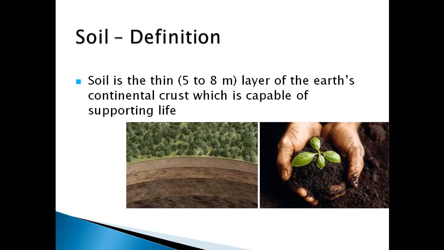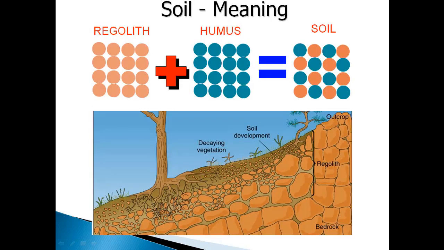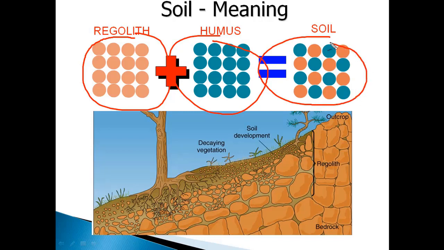Soil is a thin layer of 5 to 8 meters on the earth crust, mainly on the continental crust, which is capable of supporting life. Due to the nutrient-rich soil, it supports forest, or you can say vegetative cover. And how does enriched or good quality soil form? Soil is a mixture of regolith and humus that combine to form enriched or good quality soil.